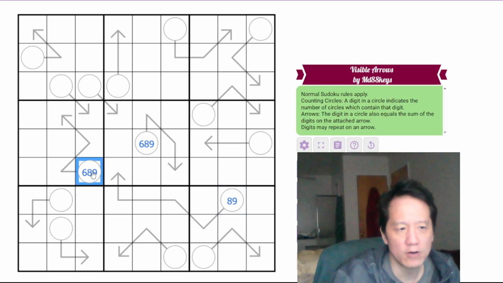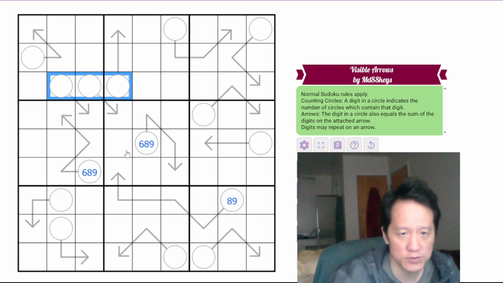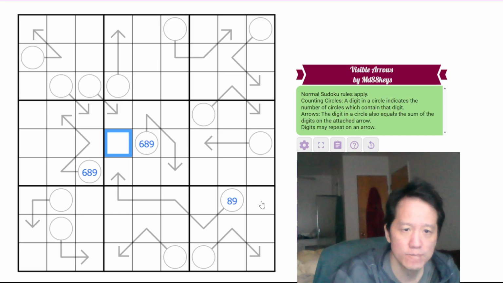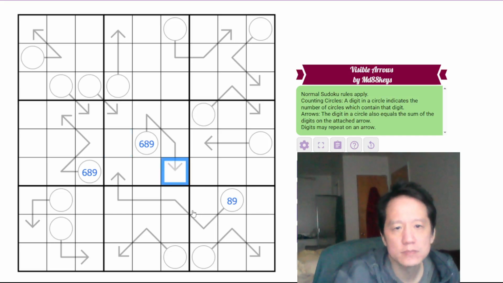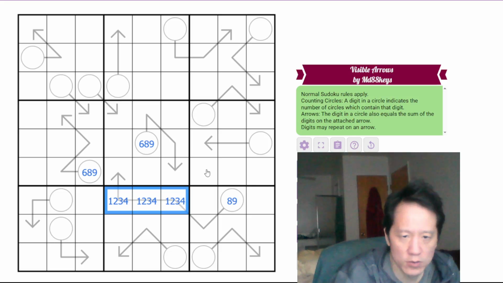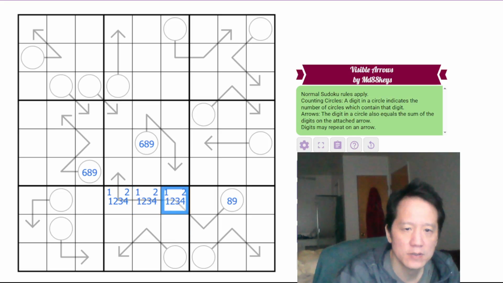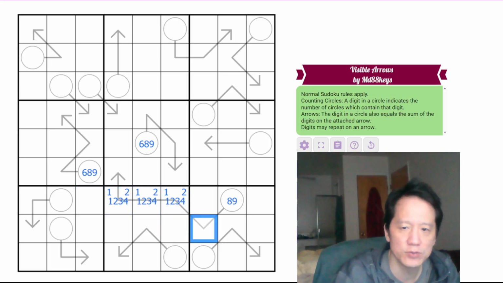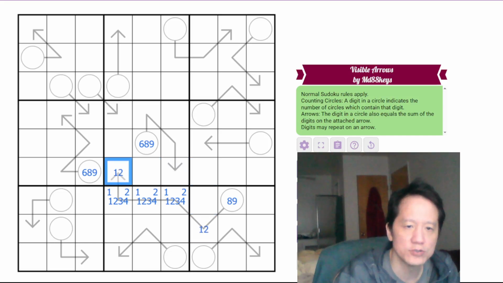That would require a 1 to be with the circles, right? This is at least 1, 2, 3, and 4. So it has a 1, 2 pair here. Because it must be at least 1, 2. It's at least 1, 2, 3, and it's at most 1, 2, 4. This is 1 or 2 here. This is 1 or 2 here.